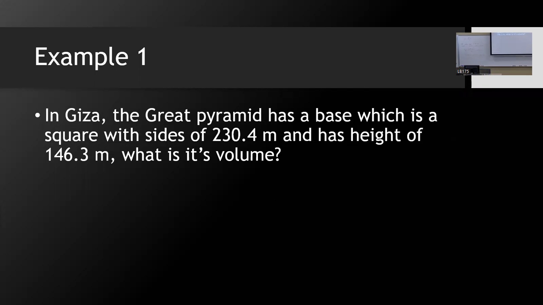The Great Pyramid of Giza is also a pyramid whose base is a square, or very, very close to a square. Its side lengths are 230.4 meters, and its height is 146.3 meters. I want you to use the formula we just did to calculate the volume of the Great Pyramid of Giza.